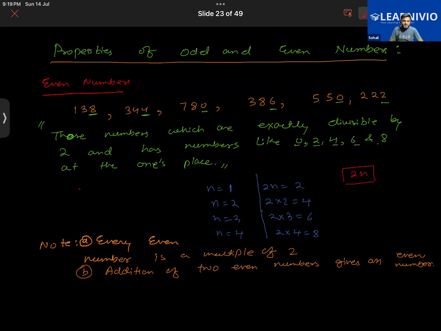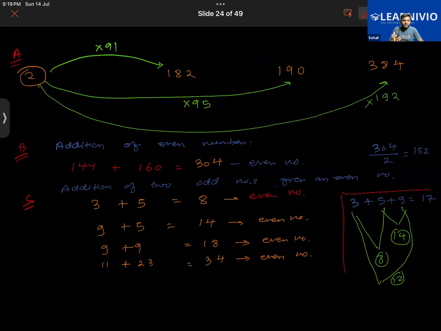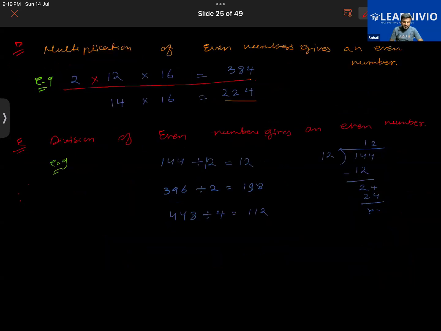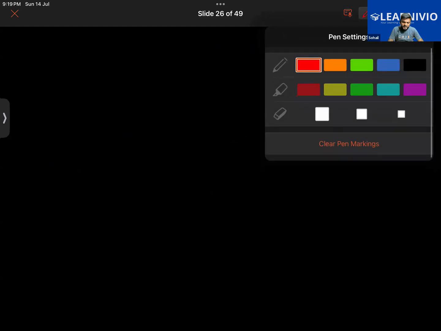Further, we learned that addition of two even numbers gives back an even number. Addition of two odd numbers also gives you an even number. We learned that multiplication and division of even numbers also gives you an even number. These are the properties which we learned. I'm writing down some numbers. You have to tell which one of them is not an even number. So you have to circle the odd one.